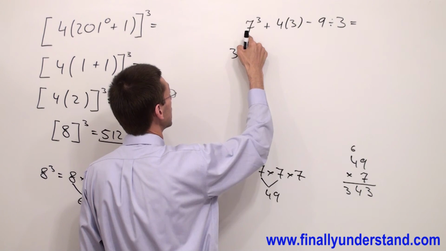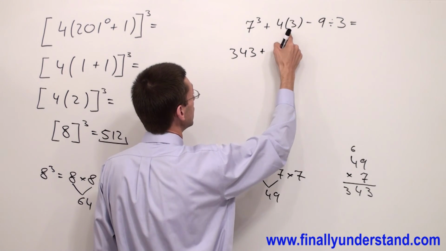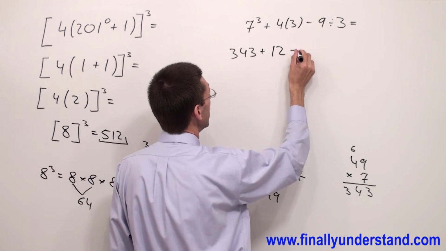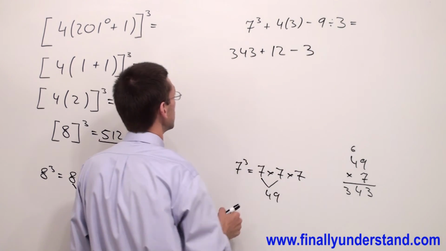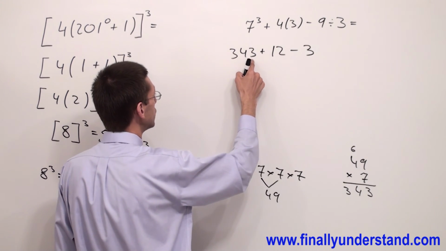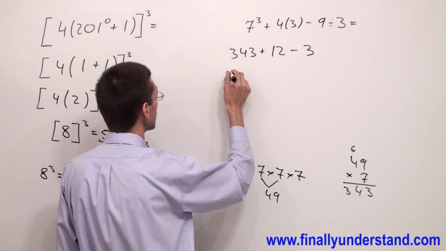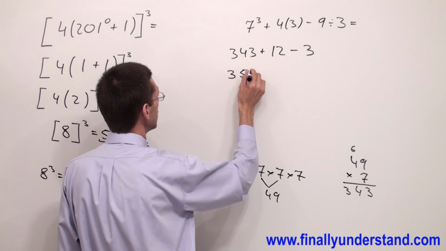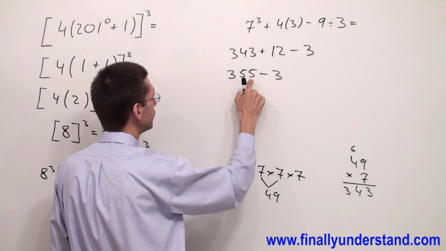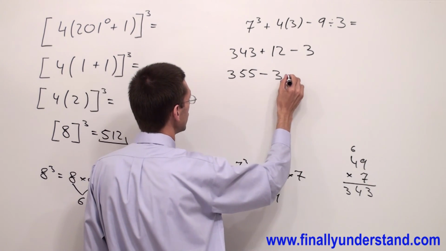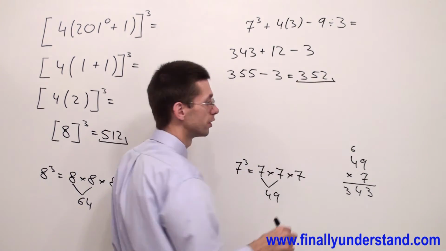343 is 7 to the third, plus 4 times 3 is equal to 12, minus 9 divided by 3 is equal to 3. We have 343 plus 12 is equal to 355, minus 3. 355 minus 3 is equal to 352. And this is the solution to my problem.